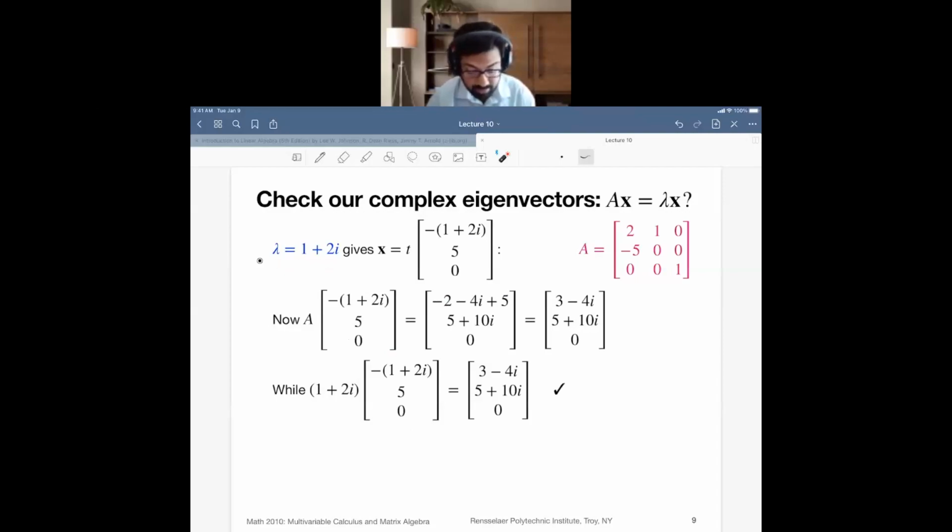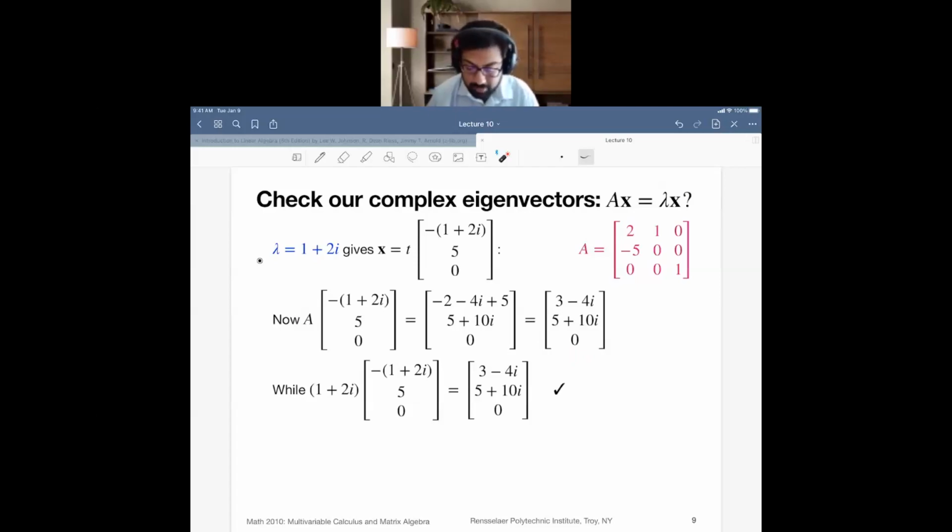So lambda equals 1 plus 2i. That particular eigenvalue gave us this particular eigenvector. A is the same for both cases, so A is being referenced over here. We are trying to check whether Ax equals lambda x or not. Lambda is over here. X is over here. A was the given matrix. So try to evaluate Ax. You will see that it simplifies down to this particular vector: 3 minus 4i, 5 plus 10i, 0.